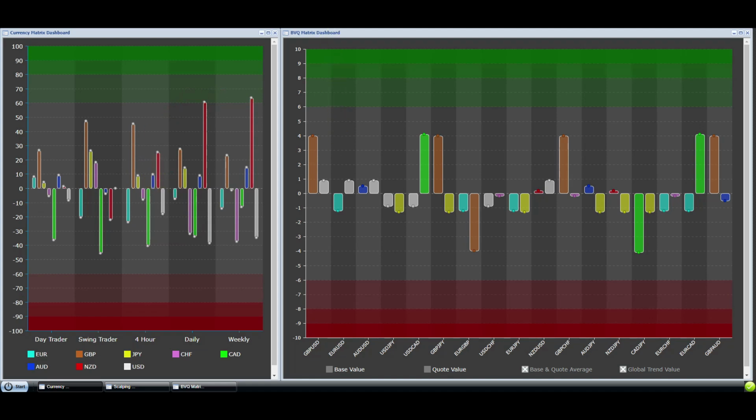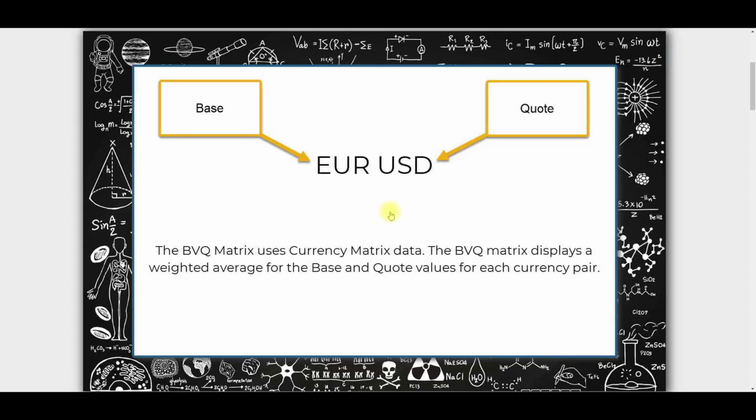The important part of the BVQ matrix to understand, and this is taken right from the owner's manual, so if you need to reference this, you can find it there, is that every currency pair has a base component and a quote component. This relationship is referred to as a cross in the Forex currency world. So you're trading one currency against another, right? The base currency is always on the left and the quote currency is always on the right. This relationship is very important to understand when you're trading Forex currencies.